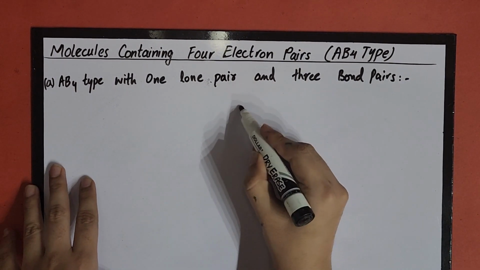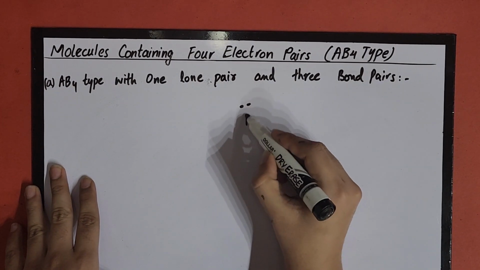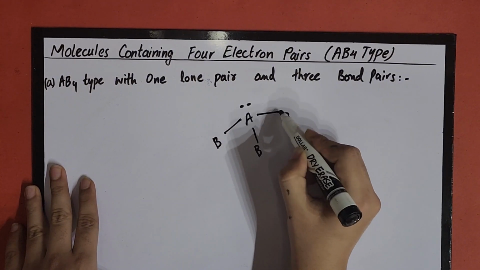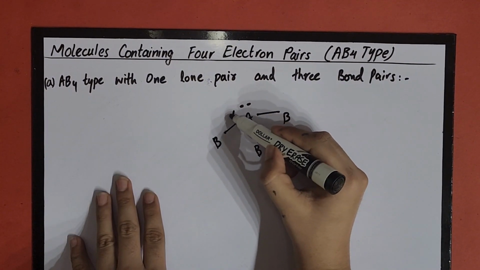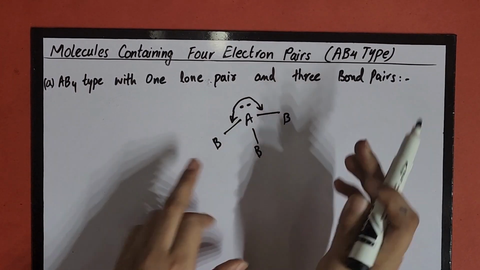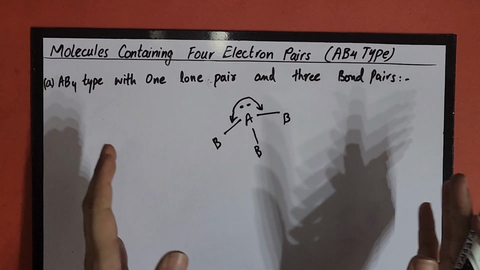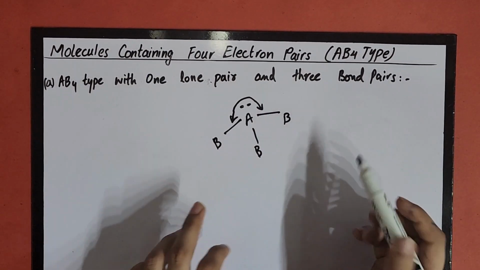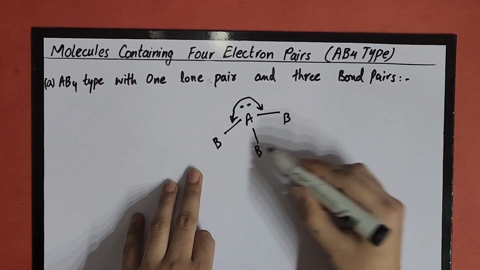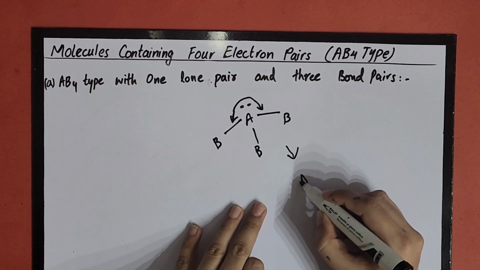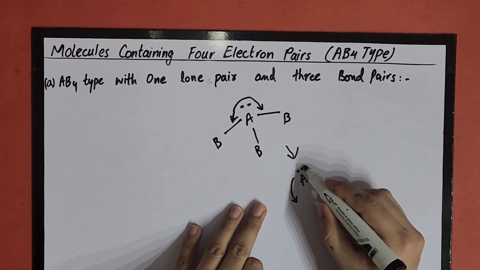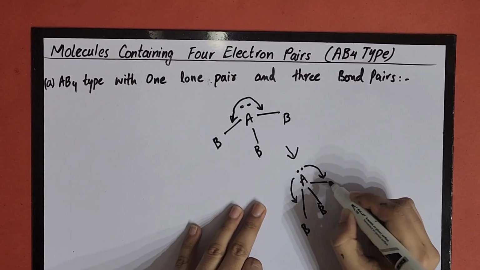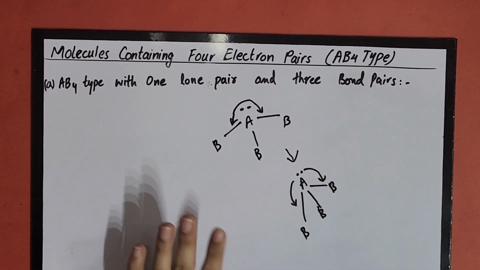of the rest of the molecule. For example, here is a lone pair in an AB3 type molecule. There are three bonded pair electrons. So what will happen? This will compress these three bonds, tending to make them closer to each other so the lone pair can occupy more space. Here is a lone pair. It will occupy more space, and these three bonded electrons will come closer to each other.